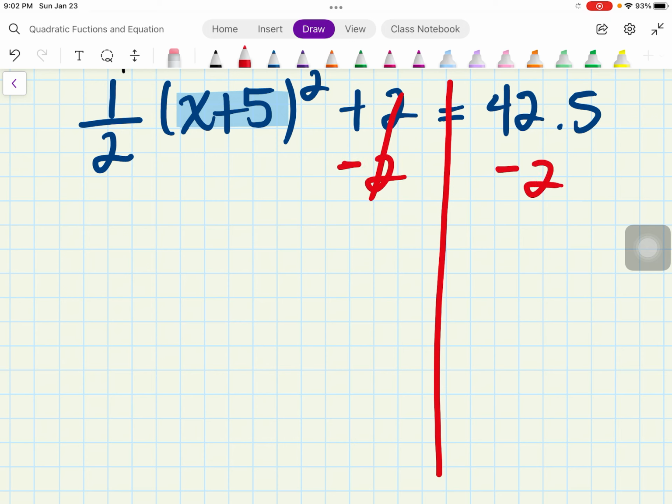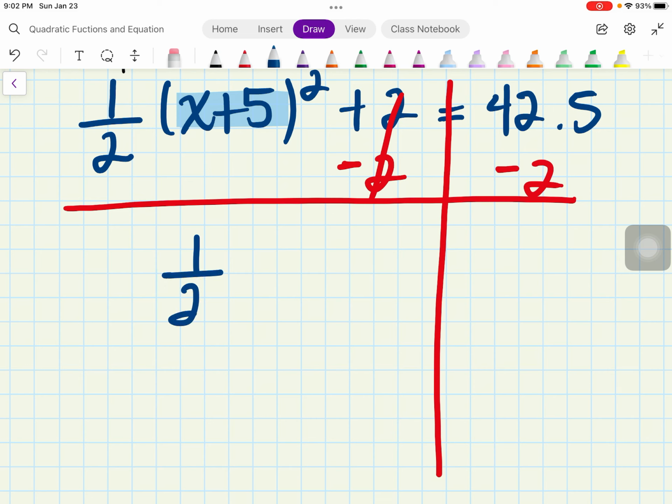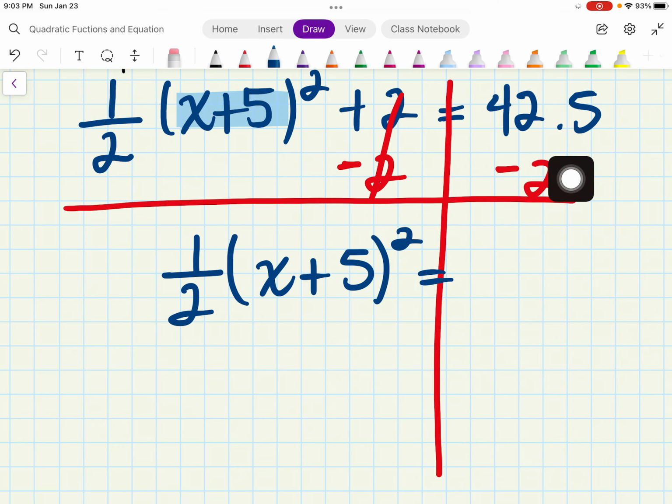Once again, I do draw a line just to have a point of reference there. And that gives me 1/2 times (x plus 5) squared equals, in this case, 42.5 minus 2, which is going to give us 40.5.